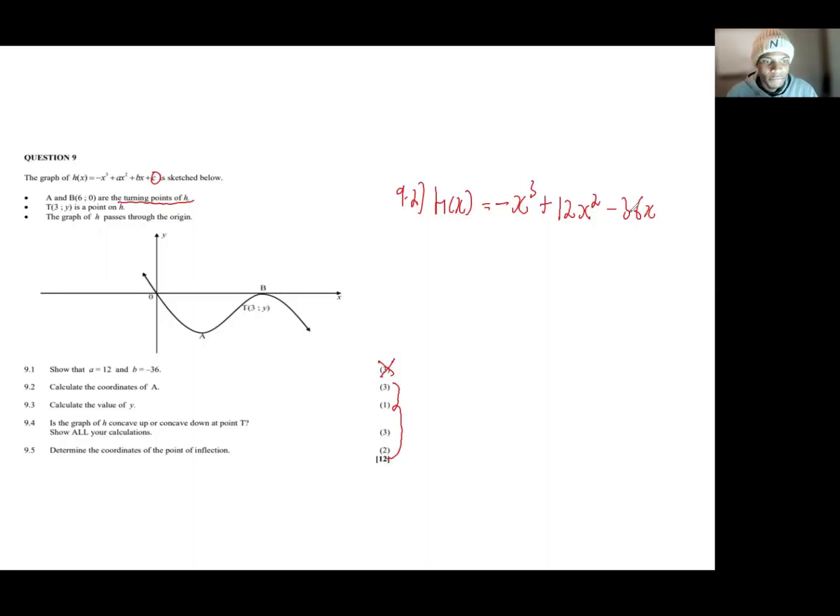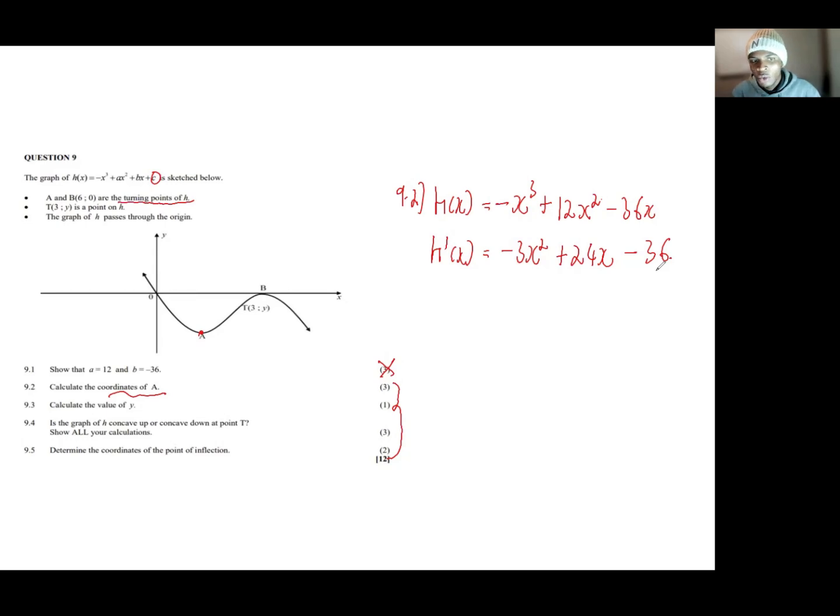Okay, now we are trying to calculate the coordinates of A, but we know the coordinate of A is a turning point. We calculate the turning point by the first derivative. So deriving this will be negative 3x squared, remember? The exponent jumps down to multiply the coefficient, then subtract 1 from the exponent. Then 2 multiplied by 12 is 24, and then x. Then obviously the derivative of this will just be negative 36, right?